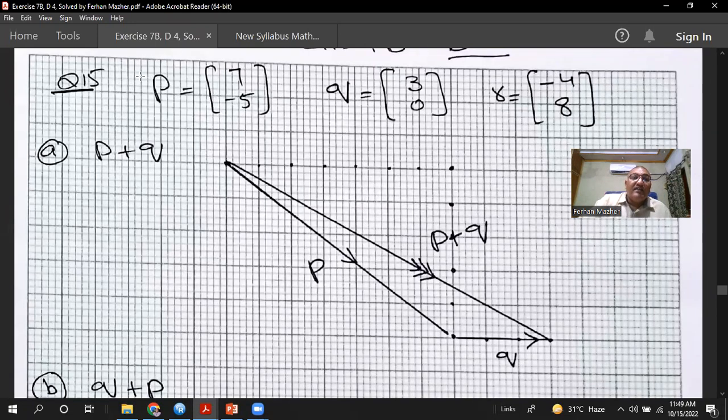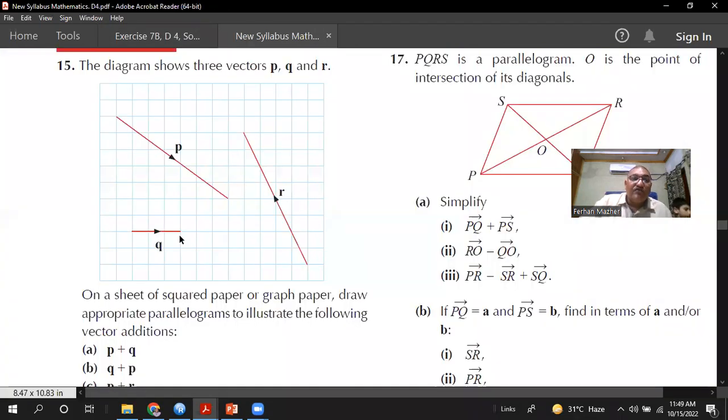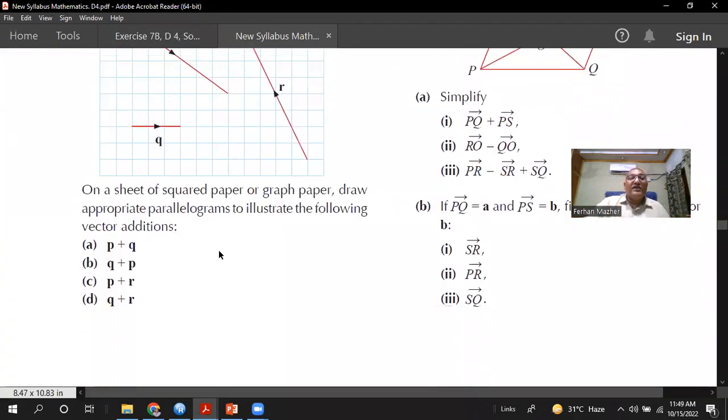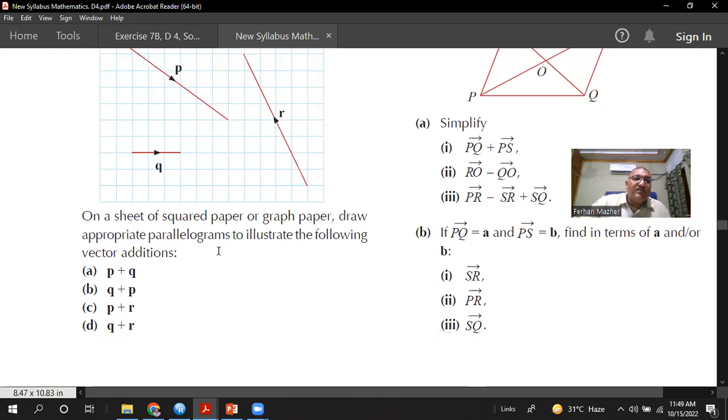8). The first question they're asking is to, on a sheet of squared paper, on graph paper, draw appropriate parallelograms to illustrate the following vector addition. Okay, so that is the question.